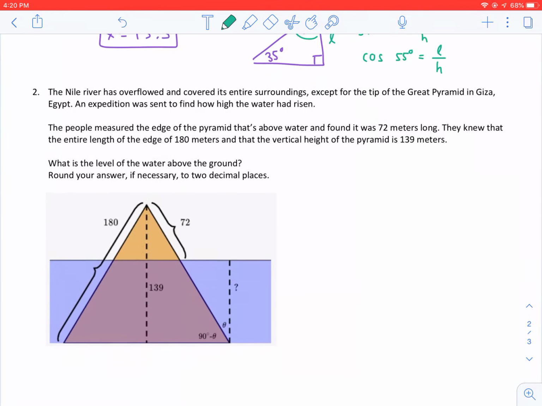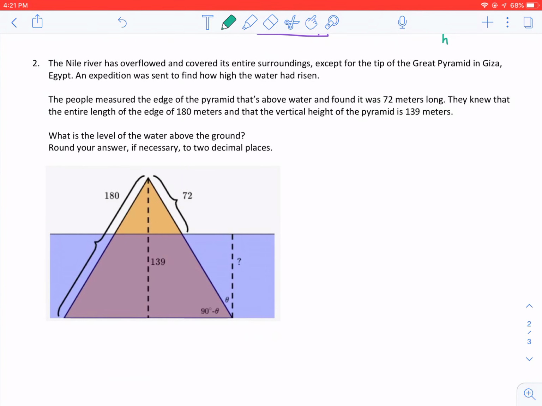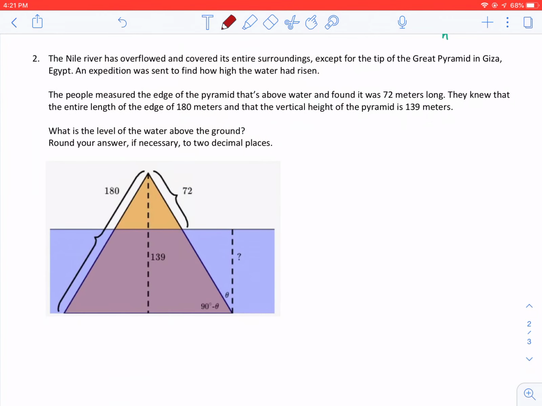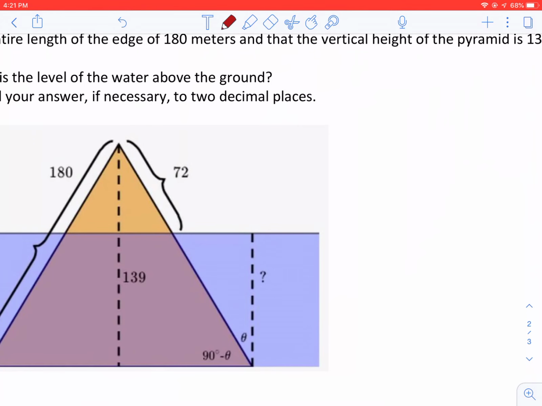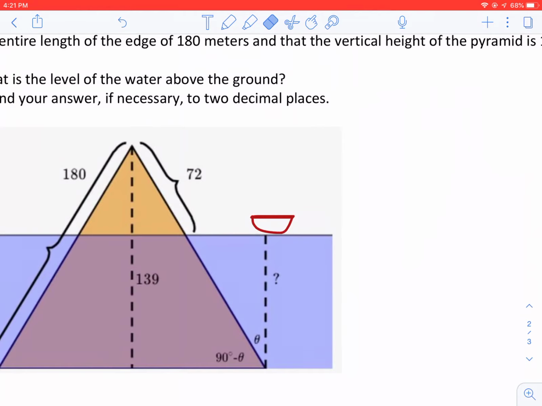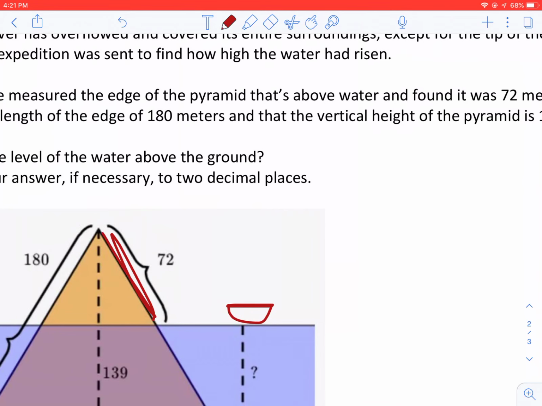Alright, so here's one more problem. We can actually solve this without trig, but let's use trig to solve it this time. So the Nile River has overflowed and covered its entire surroundings except for the tip of the Great Pyramid in Giza. An expedition was sent to find how high the water has risen. The people measured the edge of the pyramid that's above the water and found it was 72 meters long. Right, so I guess it's a semi-realistic example. Like if you're on a boat, you can't really measure that length or how deep it is. Maybe you can measure how deep it is, but maybe you couldn't. Maybe you can only measure this.